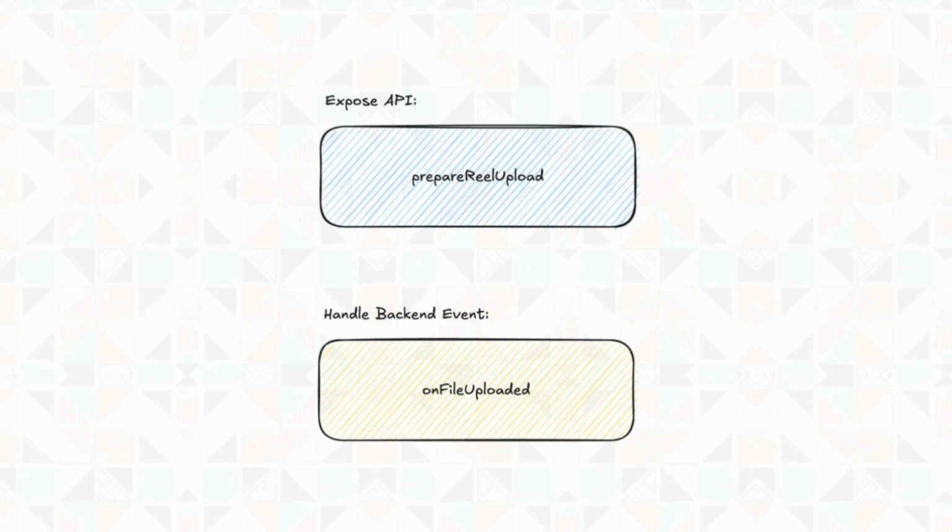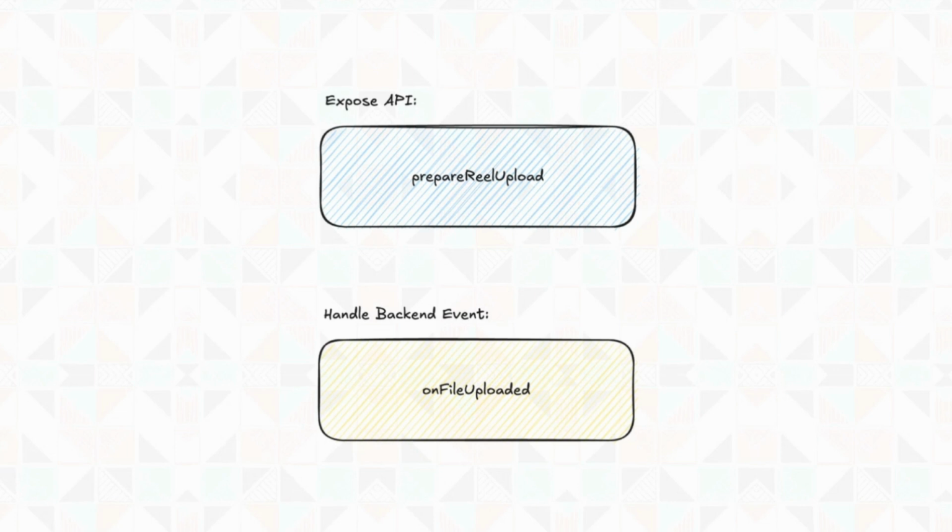And the second is once the file is uploaded, we want to add it into the database collection. So this is the on-file uploaded event that is fired from the backend when the file is done uploading. Now, we're going to use two features of Velo here. One of them is called HTTP functions, and the other is called backend events. And basically, they will allow us to create this API and consume this event.